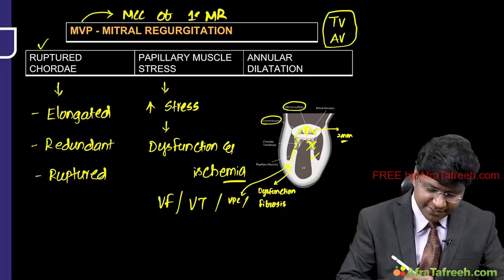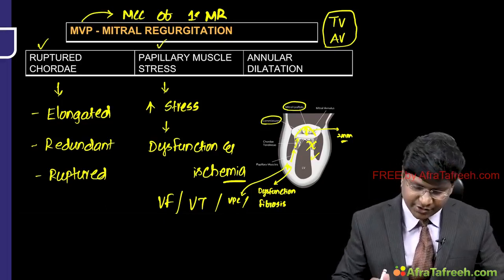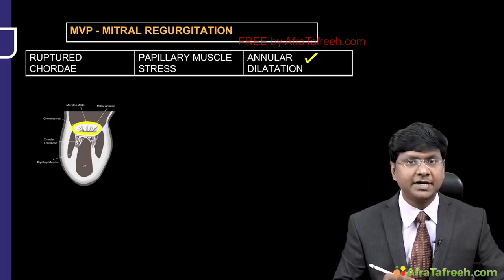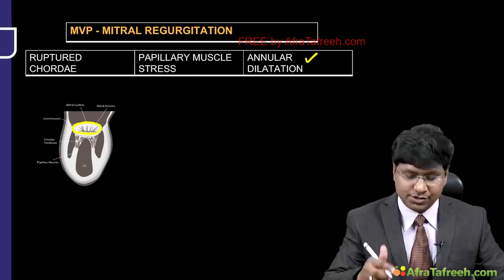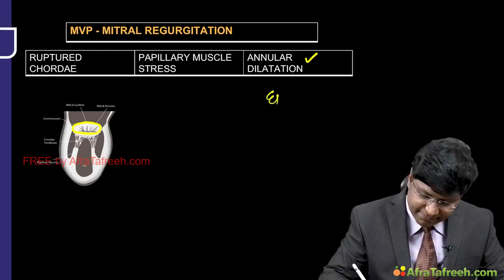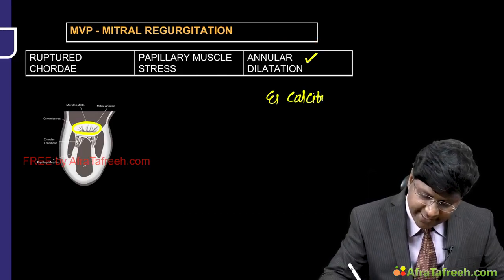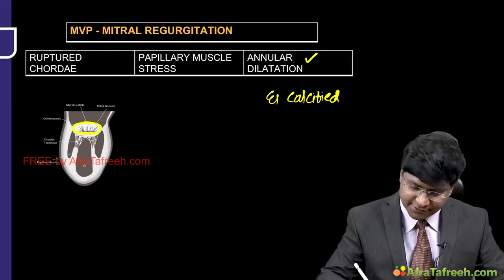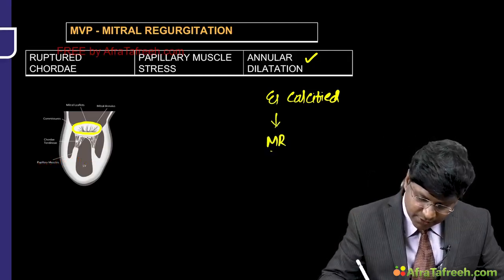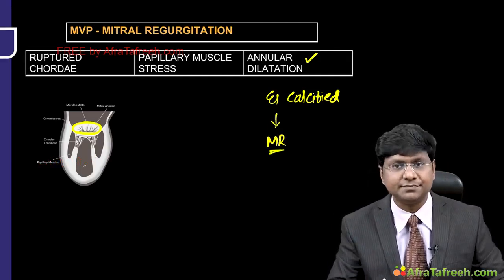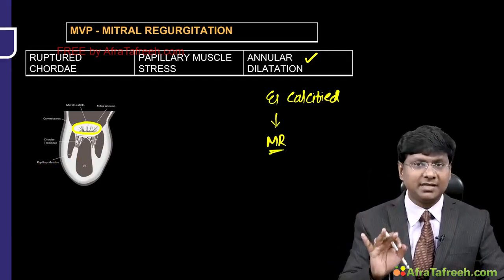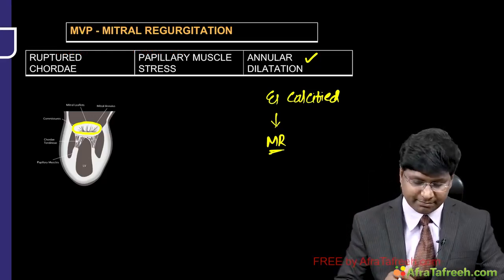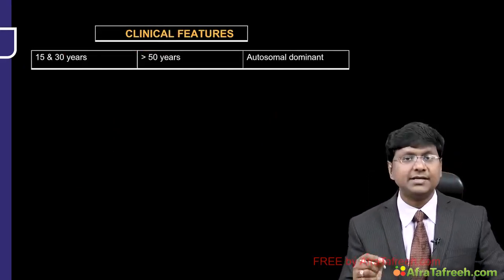And not only the ruptured chordae tendineae and the papillary muscle stress, even annular dilatation also occurs, right? The mitral valve annulus is also dilated, and it is also calcified. So the annular dilatation as well as calcification also contributes to the development of mitral regurgitation. Okay, so these are the three important mechanisms by which mitral regurgitation develops in patients with mitral valve prolapse syndrome. Next is the clinical features.